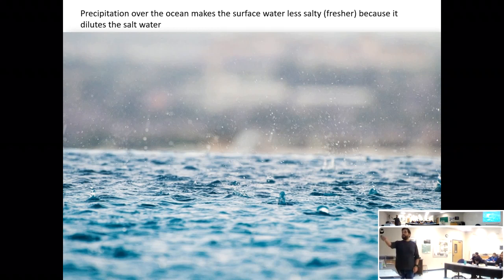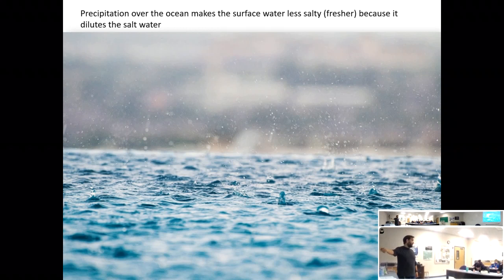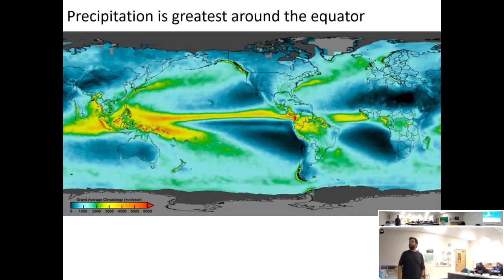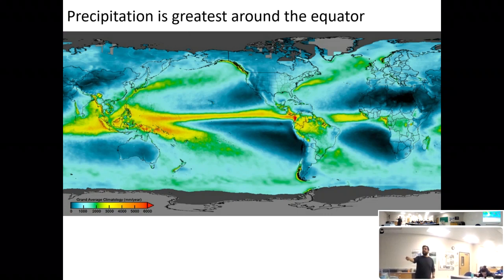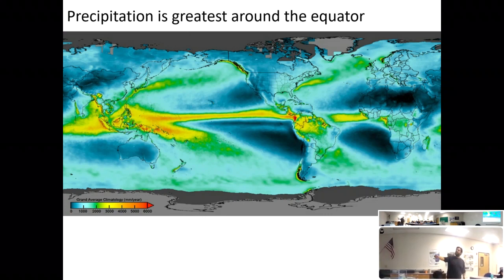So precipitation over the ocean is going to make the water fresher, less salty. Precipitation is greatest around the equator. This is a global map of precipitation rates, and you can see that the most precipitation you get is around the equator. And that's why all the rainforests are around the equator.